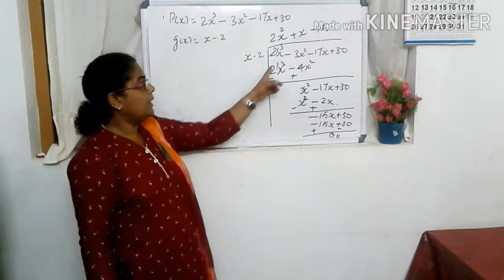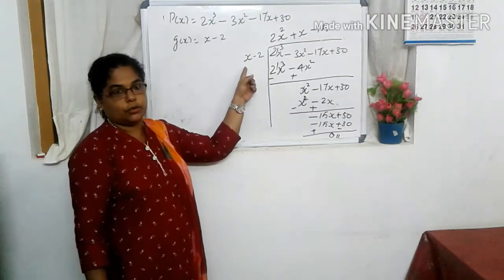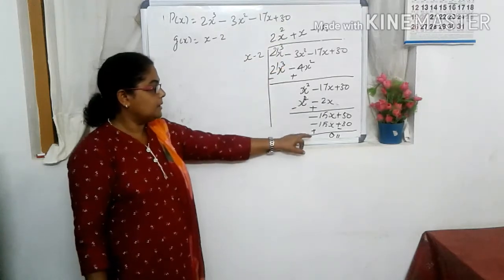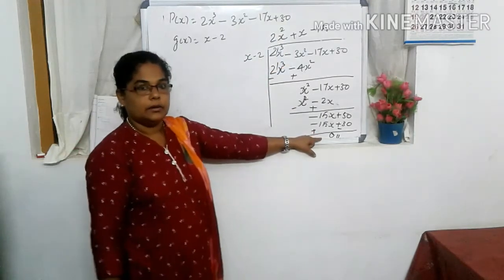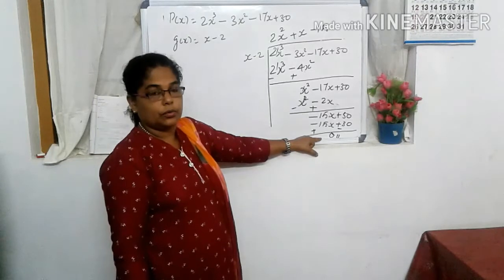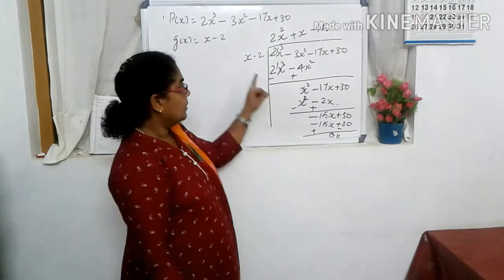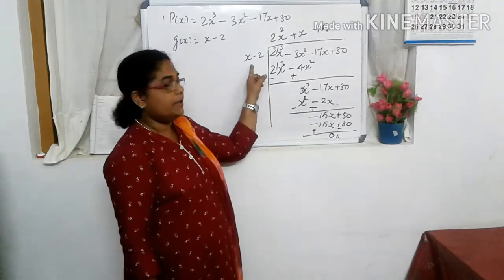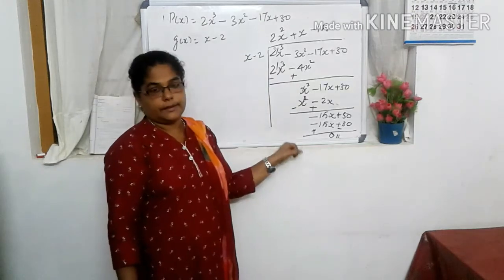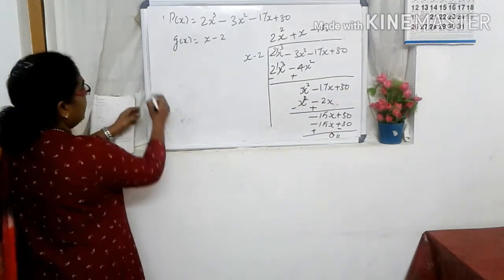Now, we are dividing p of x by x minus 2. After the process, check. What's the remainder? Yes, the remainder is 0. So, what does it mean? This g of x, x minus 2, is a factor of p of x. So, what are we getting?